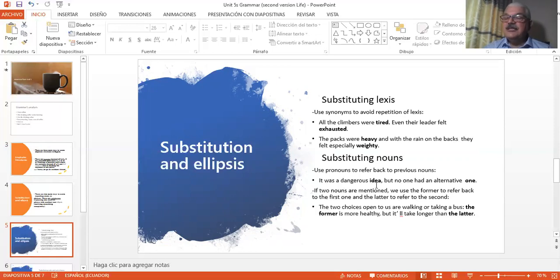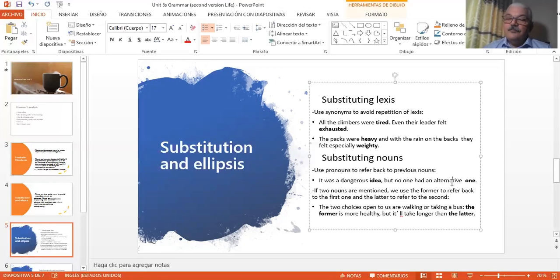It was a dangerous idea. It's not masculine, it's not feminine, it's a third person singular, which has no sex. Then, in this case, we say, but no one had an alternative one. Alternative idea, okay? So no one had an alternative one. There was no other possible idea but this one, okay?